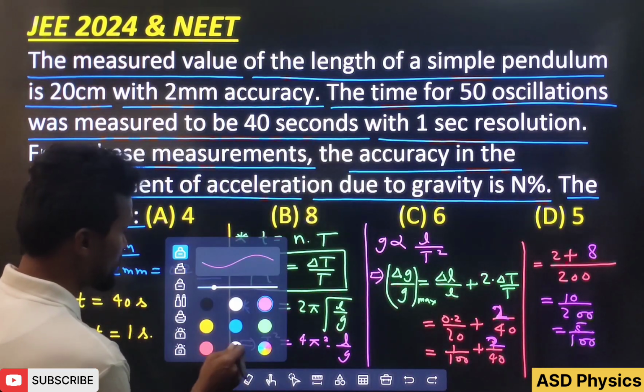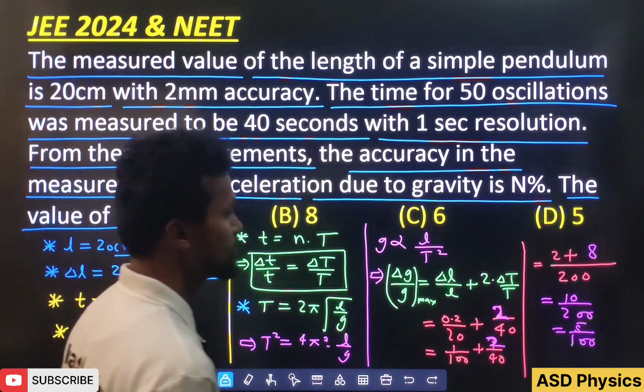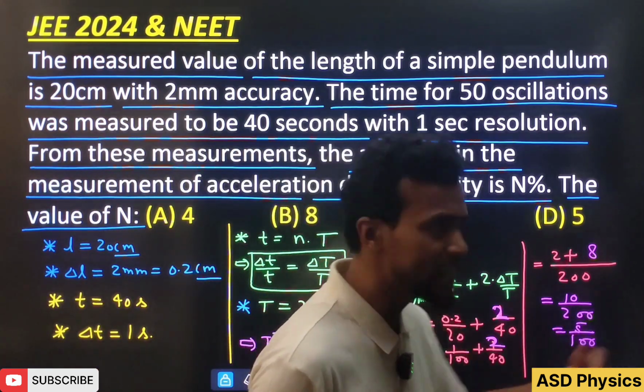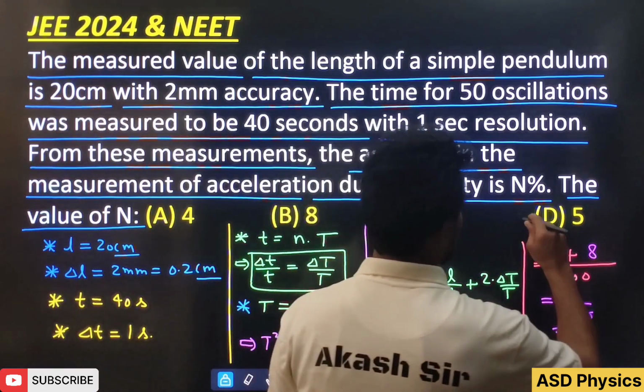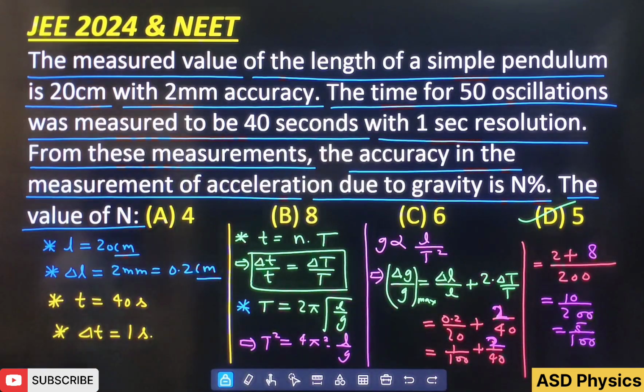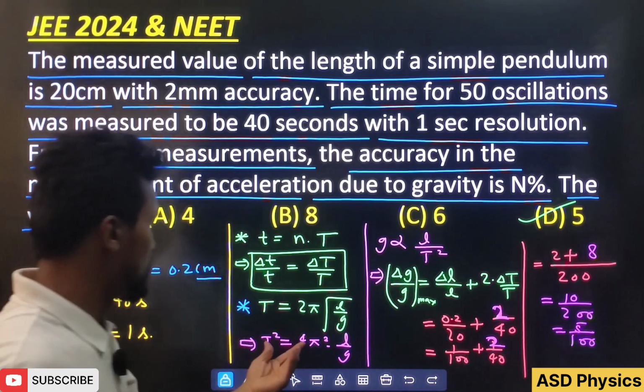Now students, when you calculate the percentage, what do you have to do? You have to just multiply with the 100. That means the correct answer is going to be 5. Kindly check one more time whether our calculations are correct or not. Up to this, was everything okay?